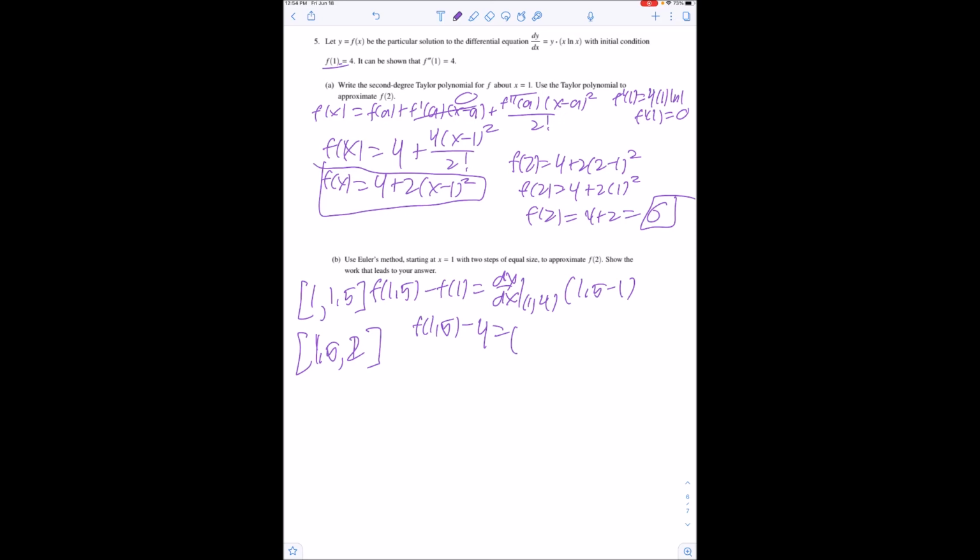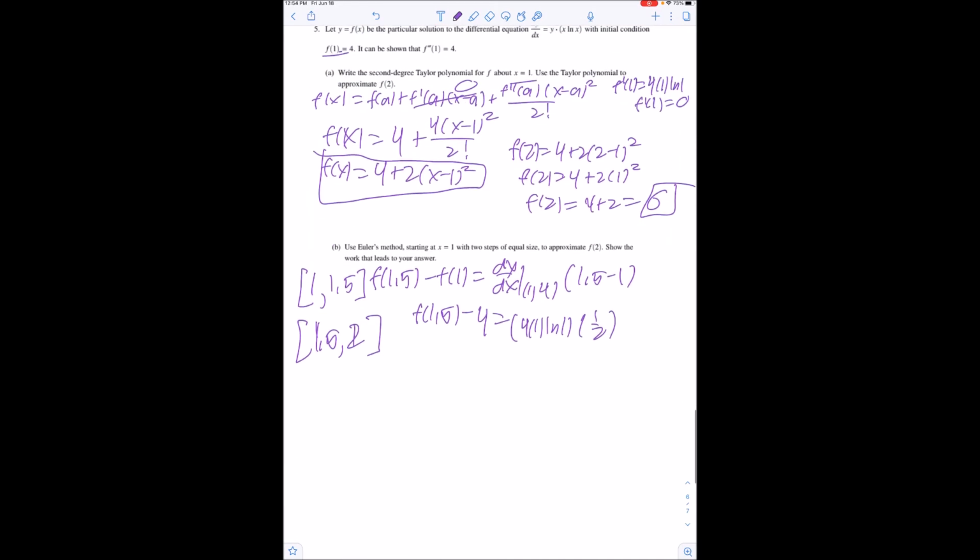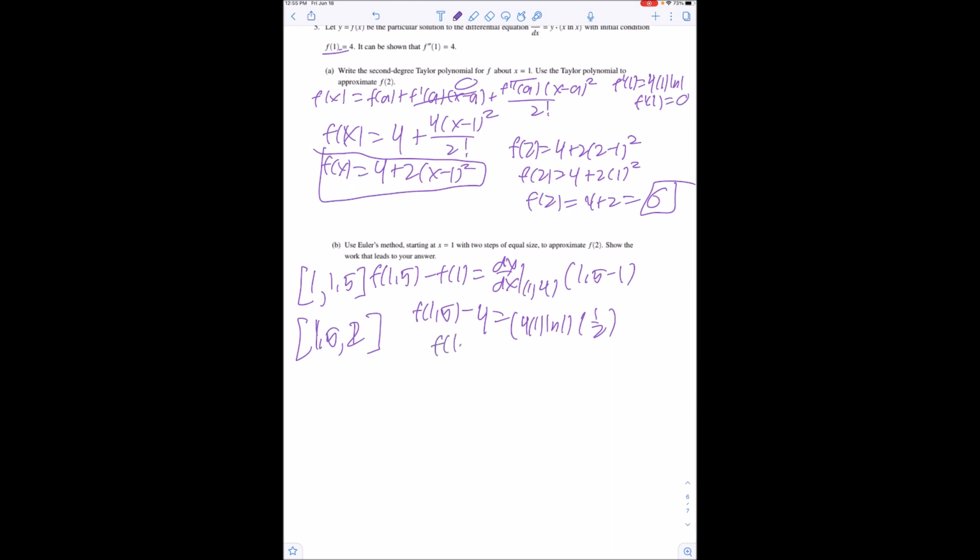Equals, we know what dy/dx is, so let's plug in some stuff. At (1, 4), that's 4 times 1 times ln 1, times 1/2. And since ln 1 is 0, that whole thing turns out to be 0. f of 1.5 minus 4 equals 0, so f of 1.5 equals 4. That gives us the point (1.5, 4). Now we're going to go from this point (1.5, 4) to 2 comma whatever, and that's what we're trying to solve for.